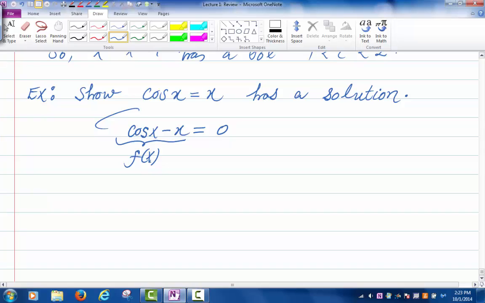Is f of x continuous? Notice that f of x is continuous everywhere, right? Because cosine is continuous everywhere, x is continuous everywhere, right? So can someone now give me a value of x where f is negative? And give me a value of x where f is positive.